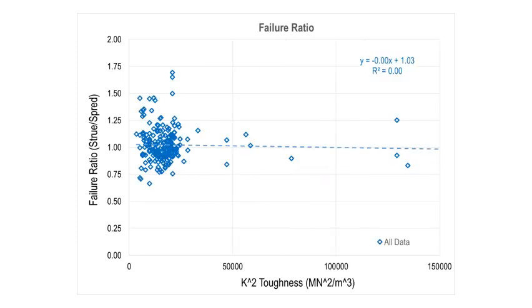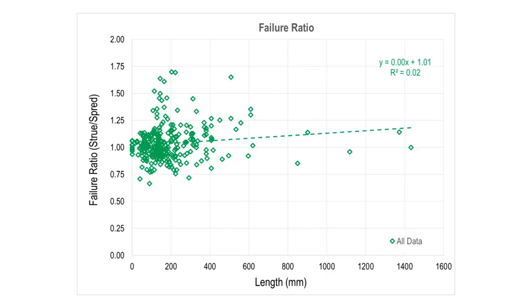If I look at the K-squared toughness value here, again, r-squared equals 0.00. So it's basically indicating that the model prediction is not influenced by what the toughness is. It's equally conservative pretty much everywhere. Do the same thing for length. Length, I do see that there's a little bit of conservatism as I get to longer and longer flaws, but again, r-squared value of 0.02, that's not worth losing any sleep over.